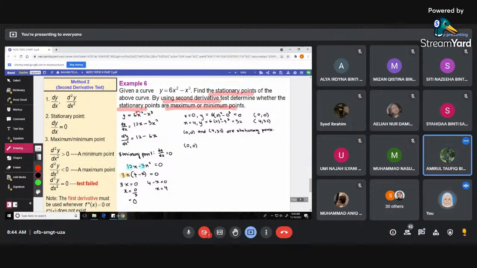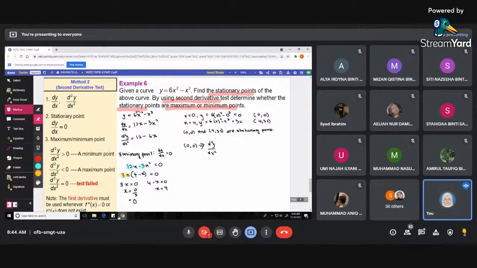Ambil kosong-kosong. Anak panah, jangan lupa. Anak panah ya kelas. Maksud dia d2y/dx square. Nilai dia adalah 12 tolak 6x. Sekarang ni pada kosong-kosong kita gantikan 12 tolak 6 darab kosong. Apa jawapan dia? 12.